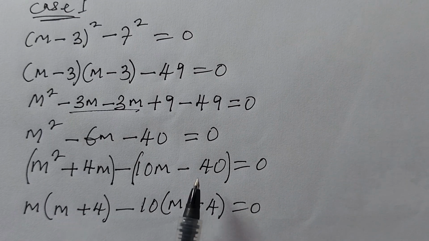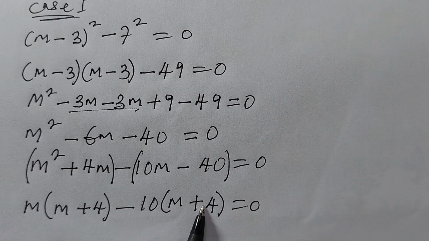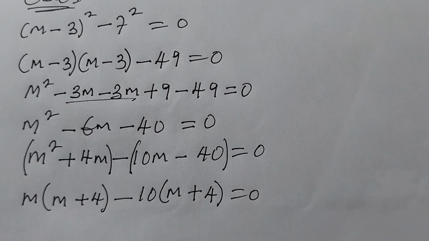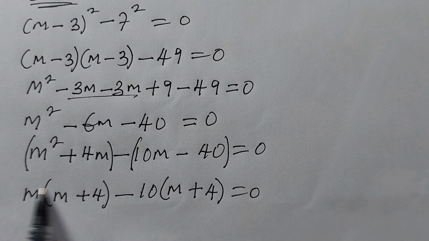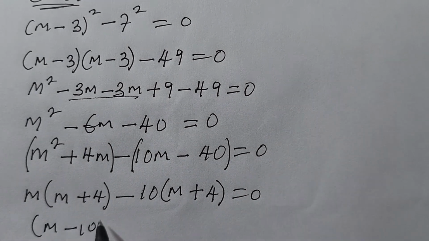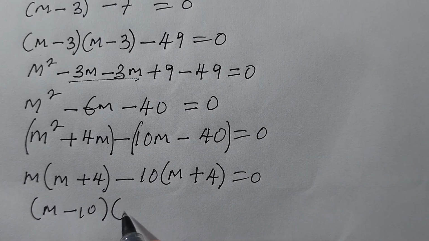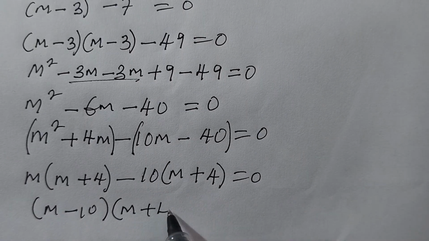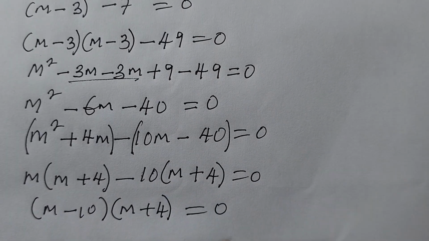Then if you use this minus to times this minus, it is going to give us plus. So you discover that what we have here and what we have here are the same. So we take only one and take these that are outside. So we have our m minus 10 outside the bracket, and our m plus 4 inside is equal to 0.